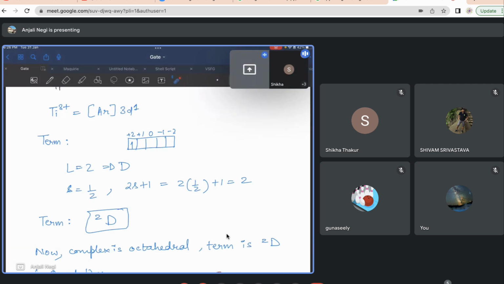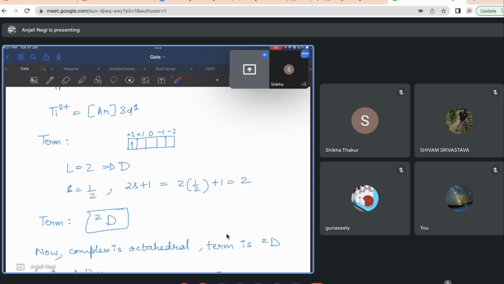I am now just applying the concept of it. So first of all, we have to find out the term. Corresponding to that term, we simply draw the Orgel diagram and find out the electronic transitions that will happen for the absorption.